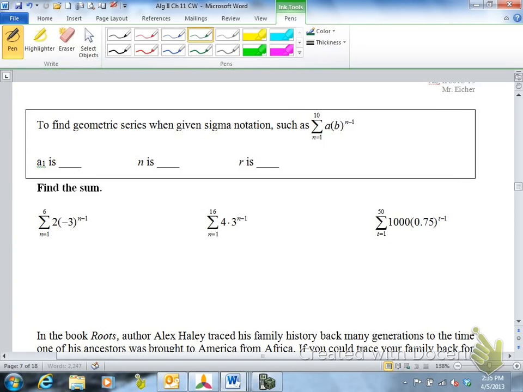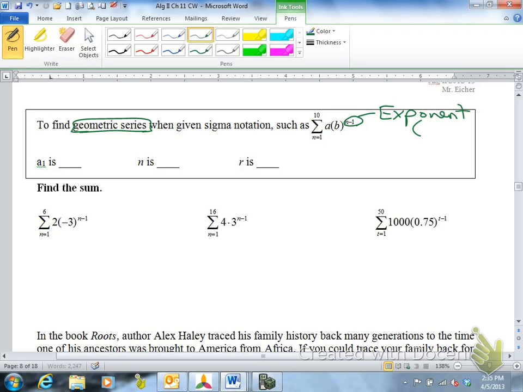Sigma notation. We did sigma notation in section 2 to find a geometric series with sigma notation, such as this one. I have a 10 here. It won't always be a 10 at the top. But notice you have a particular form. If you have an exponent that's an n minus 1 exponent, that tells you that it's geometric. If I give you a sigma notation that doesn't have an exponent, that looks something like a plus bx or bn or whatever, then this would be arithmetic. So you have to be able to tell the difference, what formula to use.